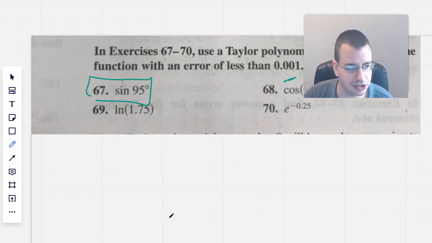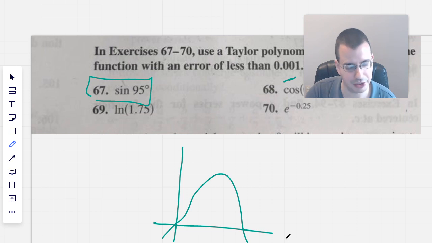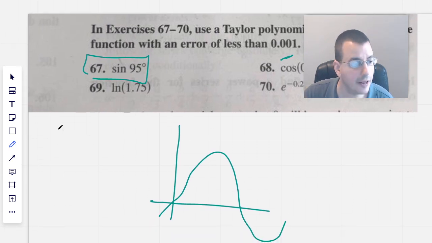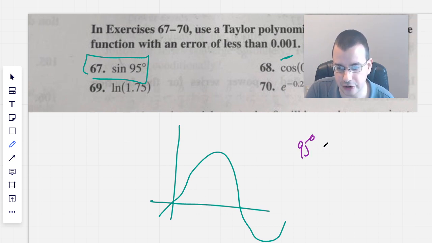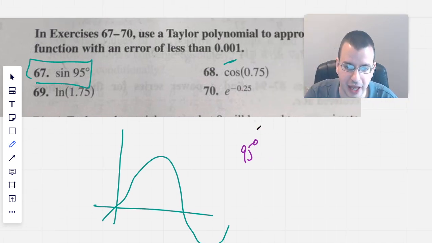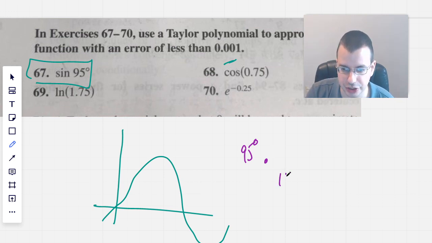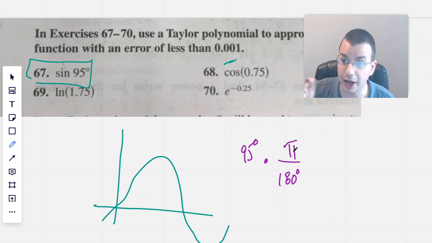One of the best ways to start is to draw a picture. Sine looks kind of like that. I know it's terrible, but you get the general idea. If we're looking for 95 degrees, we're going to convert this over to radians. The way we do that is we know that 180 degrees is equal to 1 pi radians.